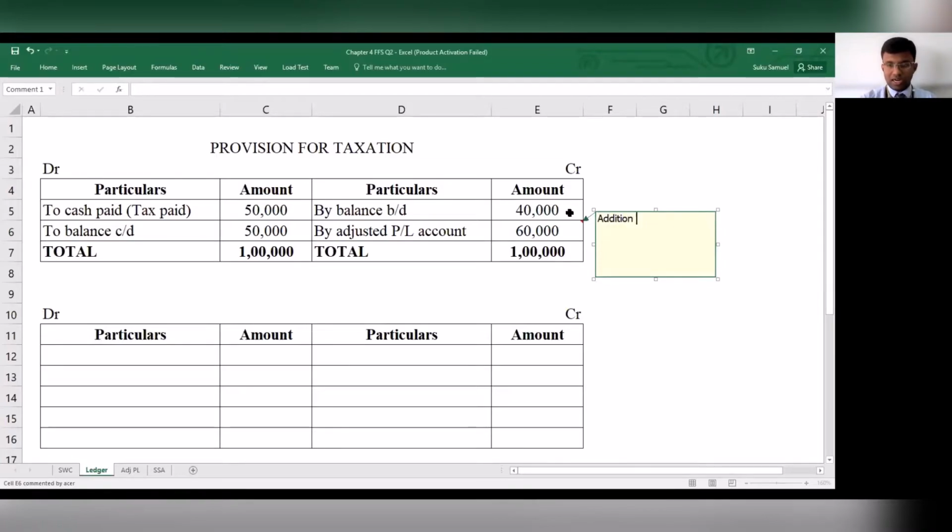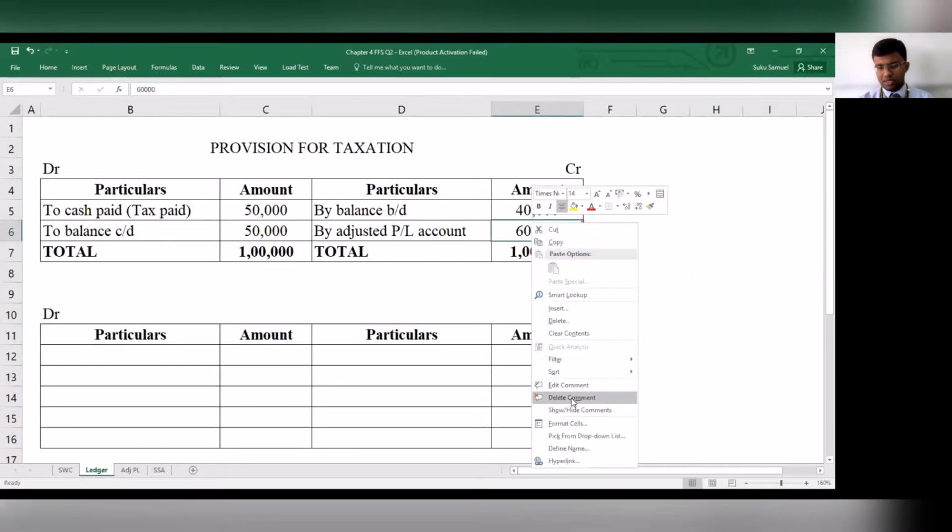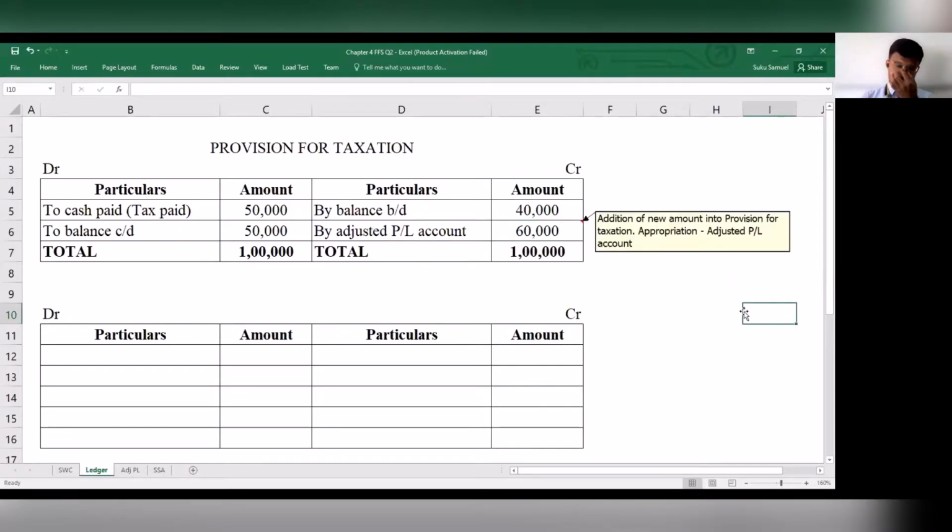So addition of new amount into provision for taxation. So what is this? This is nothing but an appropriation, and this will have to fall into your adjusted profit and loss account. So this has been considered, this has been taken care of. This is the amount that you will have to consider in your adjusted profit and loss account.